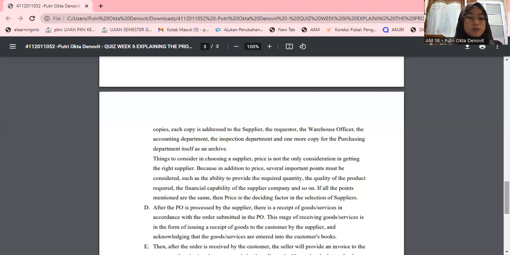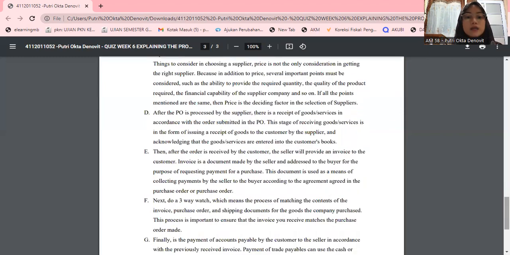After the PO is processed by the supplier, there is a receipt of goods or service in accordance with the order submitted in the PO. The receipt of goods or service takes the form of a receipt of goods issued to the customer by the supplier, and the acknowledged goods or service are entered into the customer's books.